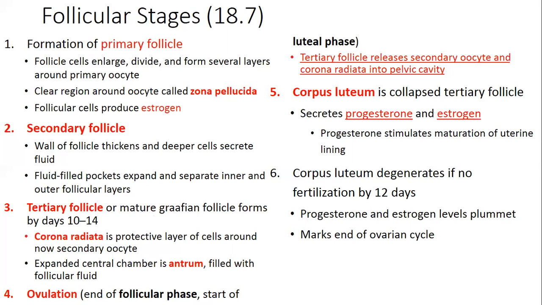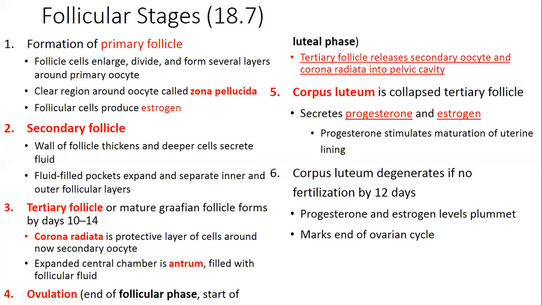Around the oocyte is a layer called the zona pellucida, surrounded by a layer of follicular cells. The follicular cells that surround the zona pellucida that's encasing the oocyte are called the corona radiata. It's the protective layer of cells around what's now the secondary oocyte.